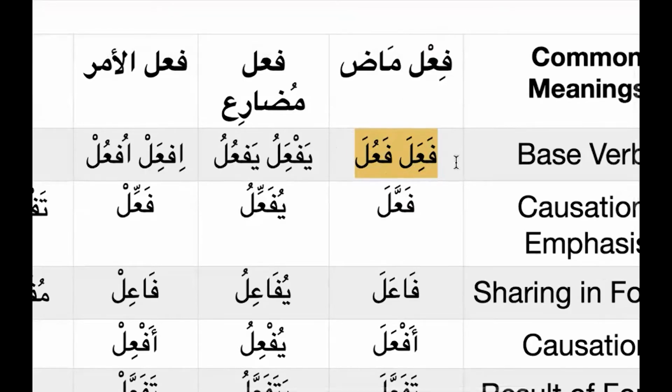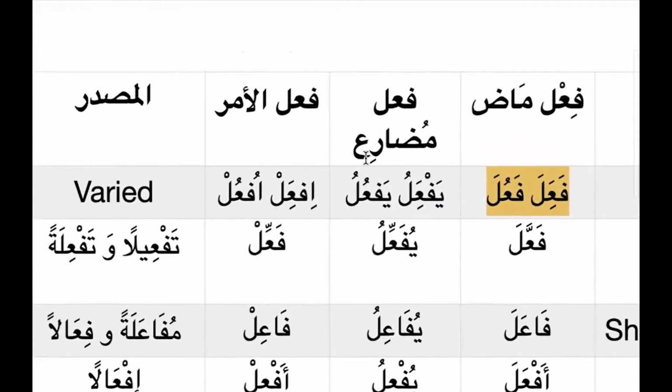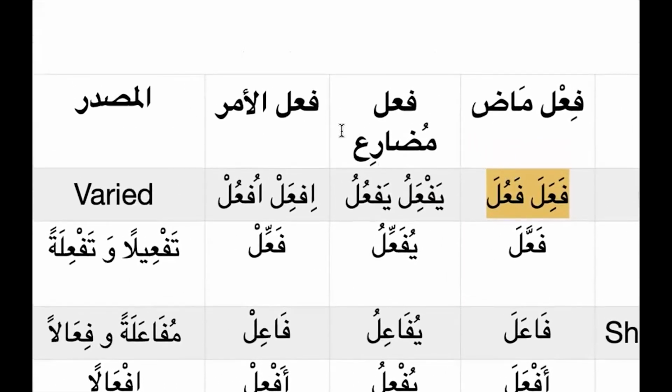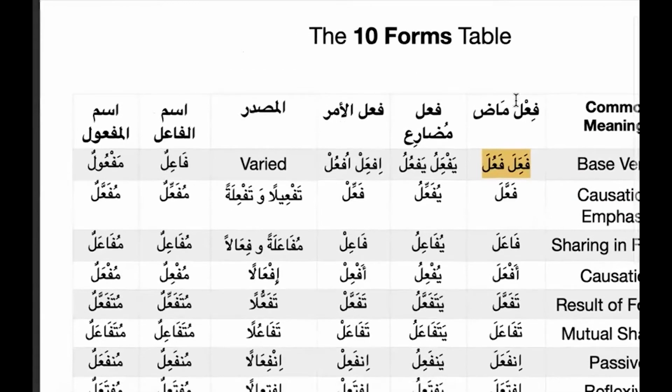Right? And this is found by looking it up in Hans Wehr, right? فَعُلَ يَفْعُلُ. Okay. So this is the madi and the mudare. In fact, the first three columns are verbs. So just to give you a bird's eye view, the first three columns are verbs: أفعال, فعل ماضي, فعل مضارع, فعل أمر.